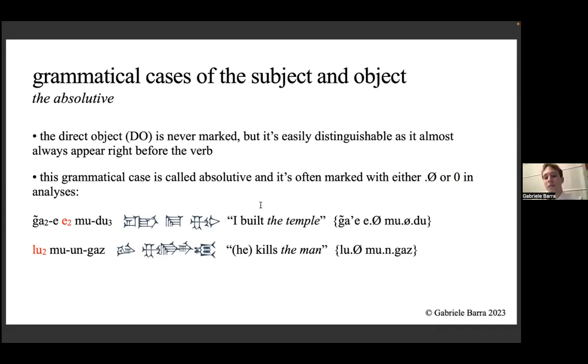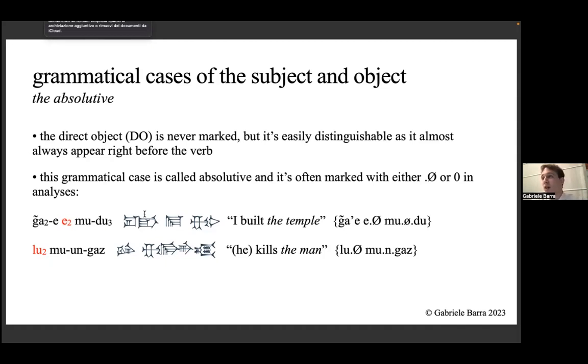So how do you tell which part of the sentence is the direct object, the accusative object, so to say? Two things. First of all, it usually comes right before the verb. So you have nga, which means I, me. Then you have e, which is temple, and then you have the verb. You know that the object comes right before the verb, so you know that the temple has to be the object.